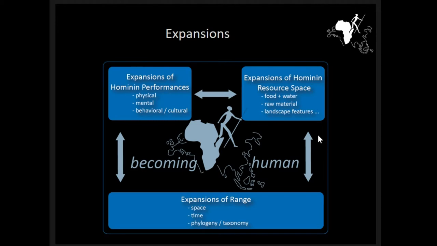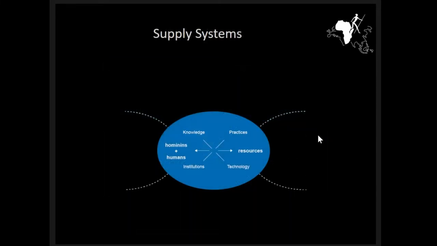These three different types of expansions are not independent from each other, but interrelated, and in order to study this, we are using the concept of supply systems, which can be described for many different aspects in the life of early hominins. Food acquisition and procurement is only one aspect of that. It's one supply system, but of course it's the one which is studied and understood best, simply because it leaves a lot of physical traces, both with respect to artifacts, but also with respect to the analysis we can do on bones and teeth.